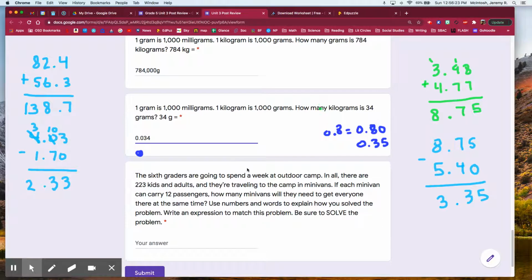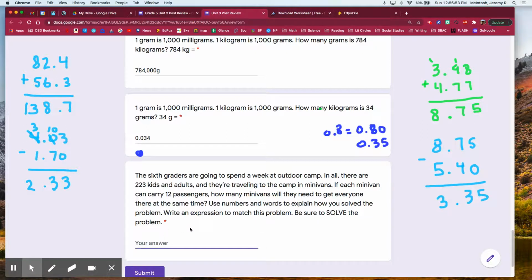It's a division problem. The 6th graders are going to spend a week at outdoor camp. In all, there are 223 kids and adults. Okay, so 223 people. And they're traveling to the camp in minivans. If each minivan can carry 12 passengers, how many minivans will they need to get everyone there at the same time? Use numbers and words to explain how you solve the problem. Write an expression to match this problem. Be sure to solve the problem.